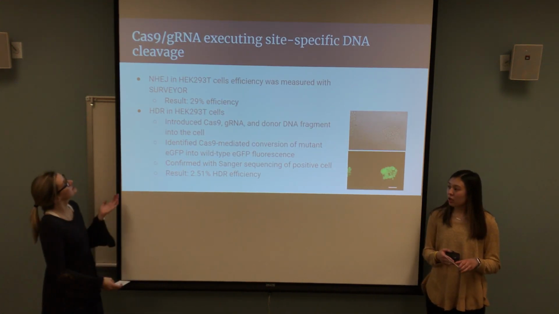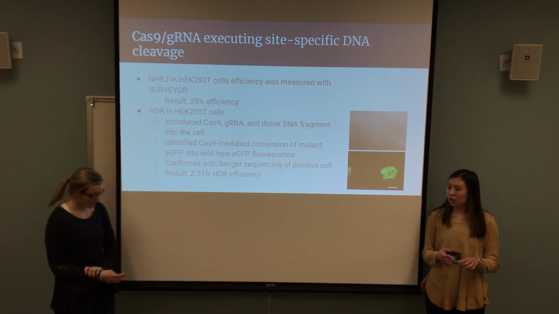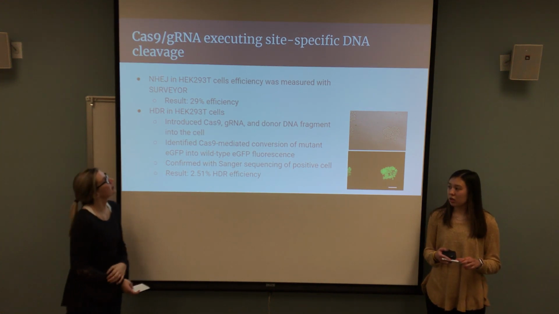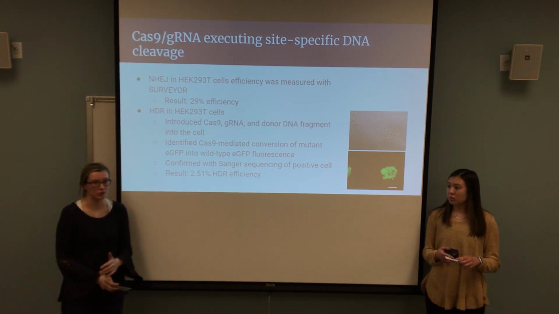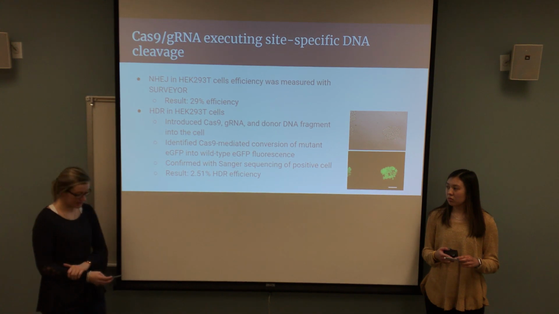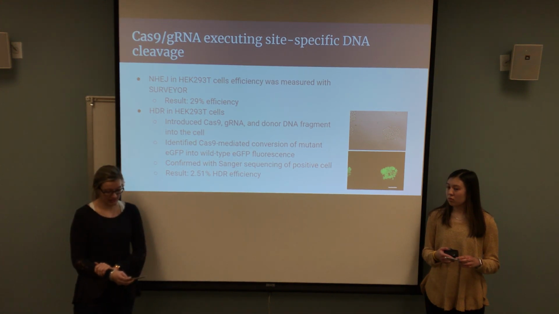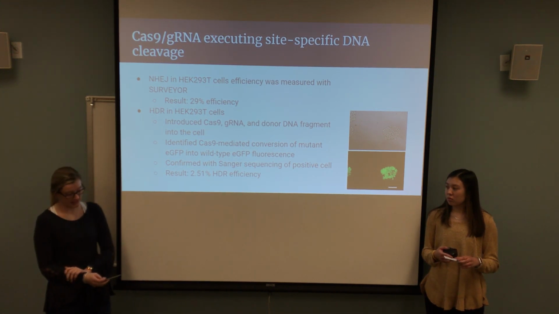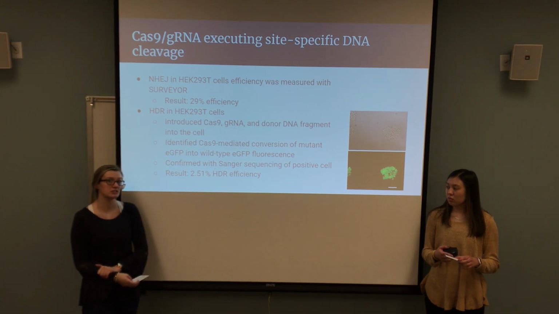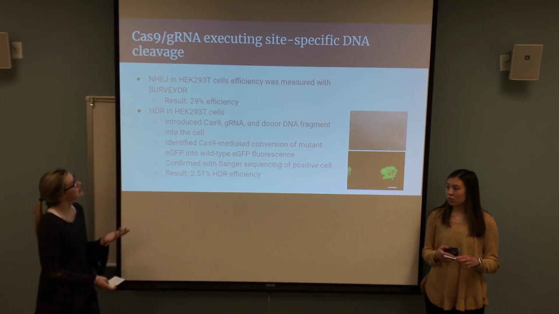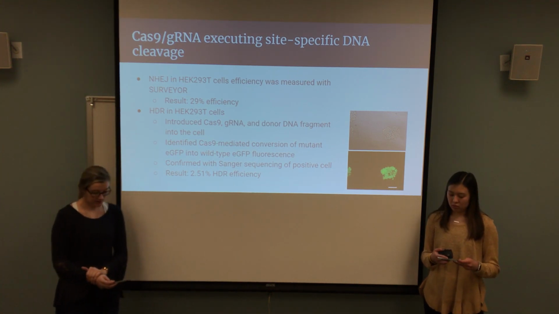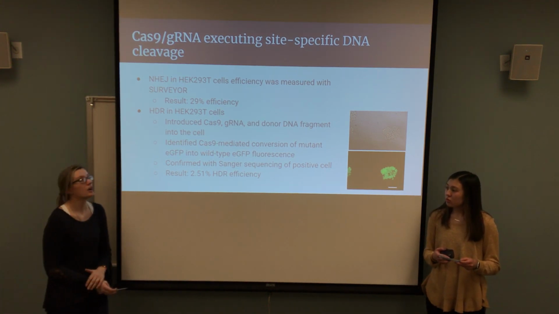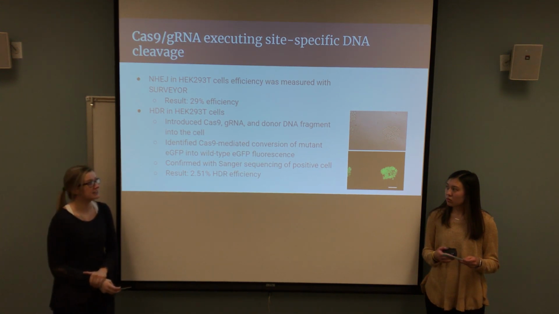So, as mentioned previously, the non-homologous end joining efficiency in human embryonic kidney cells was measured with Surveyor, of course, in the presence of the Cas9 enzyme. Surveyor is an enzyme mismatch assay that detects single base mismatches, small insertions, and small deletions. From this, they had a result of 29% efficiency in the non-homologous end joining in the presence of the Cas9 enzyme.